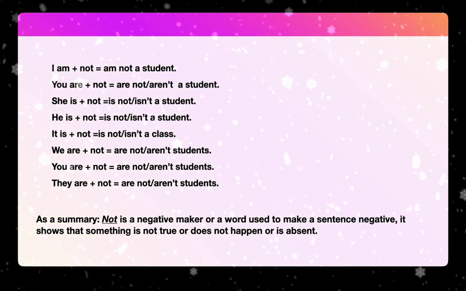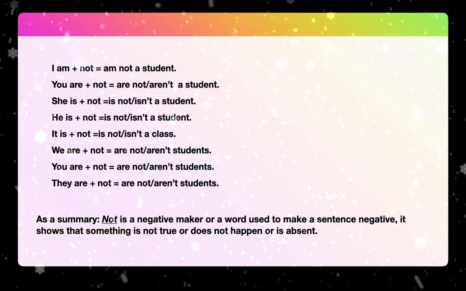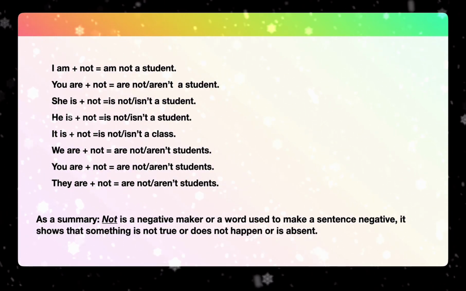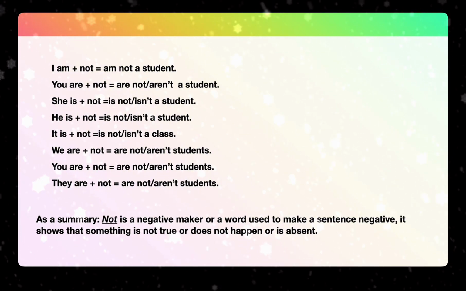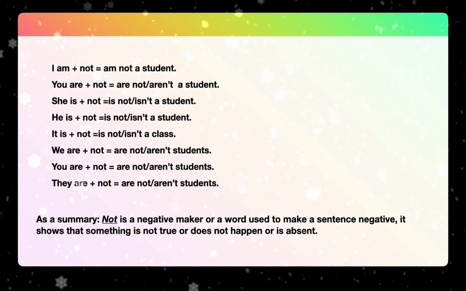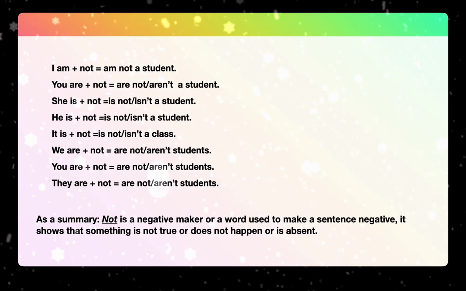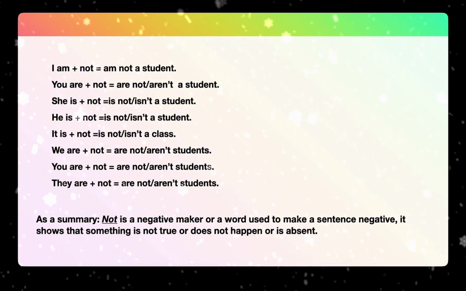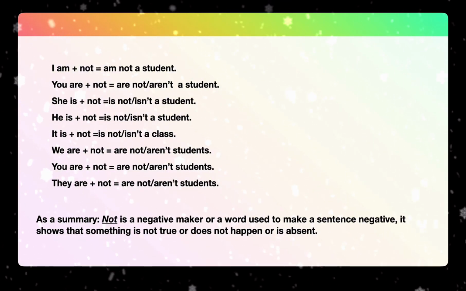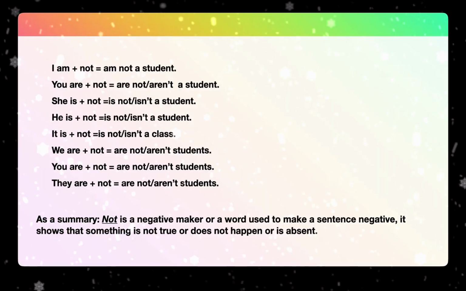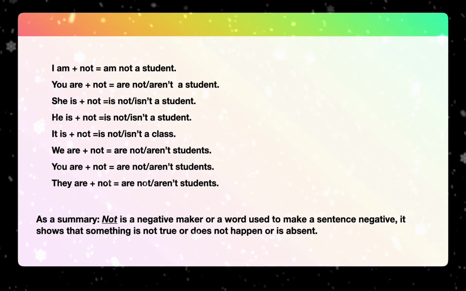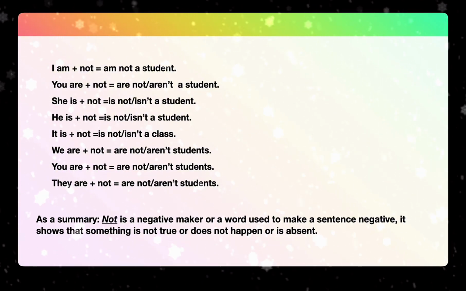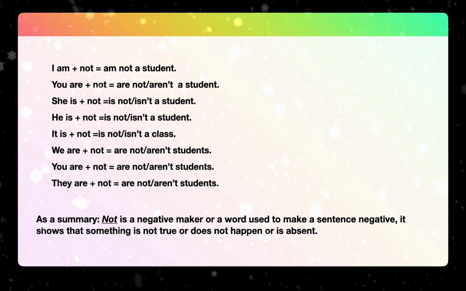Here it is. We bring the negative maker not after to be verbs, as you see here. For example, for the previously mentioned examples, I am a student, here you add not after the to be verb. I am plus not plus the rest of the sentence makes the sentence negative. I am not a student. And in the rest, all of the sentences show the same symbol, not after the to be verb.